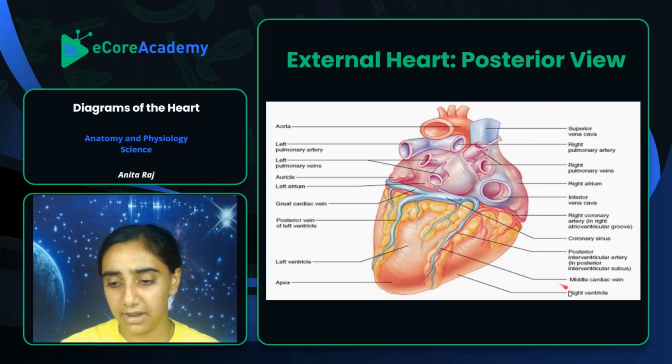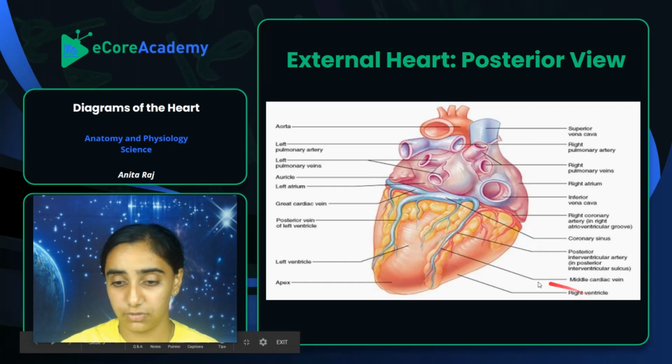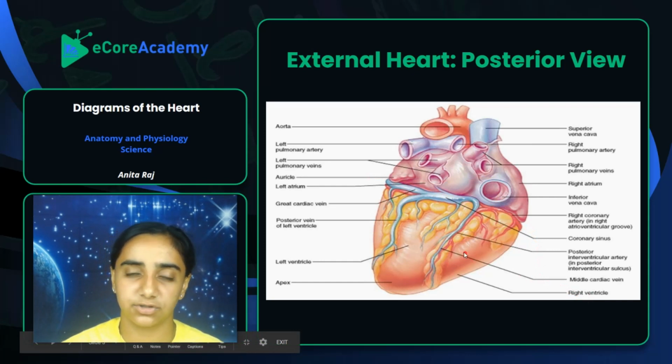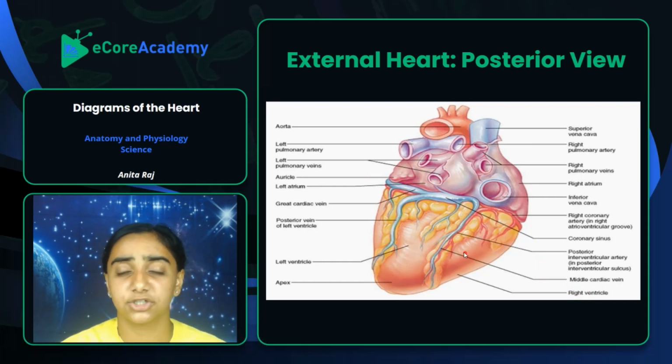And lastly, we have the right ventricle, which, as you all know, is just connected to your right atrium. It gets the deoxygenated blood from your right atrium and sends that deoxygenated blood to the lungs through multiple vessels that we talked about before, so that blood can get oxygen.